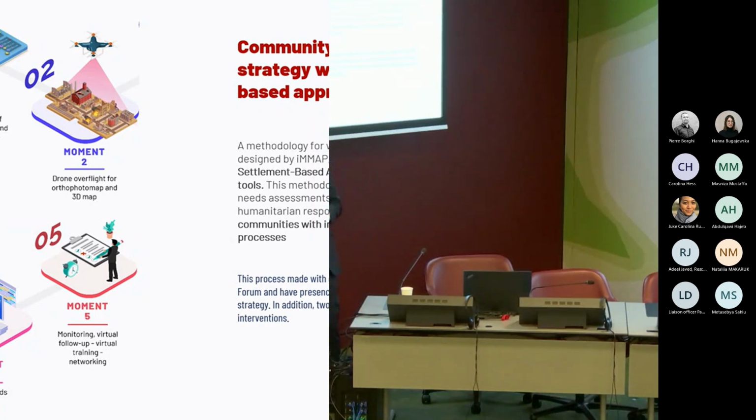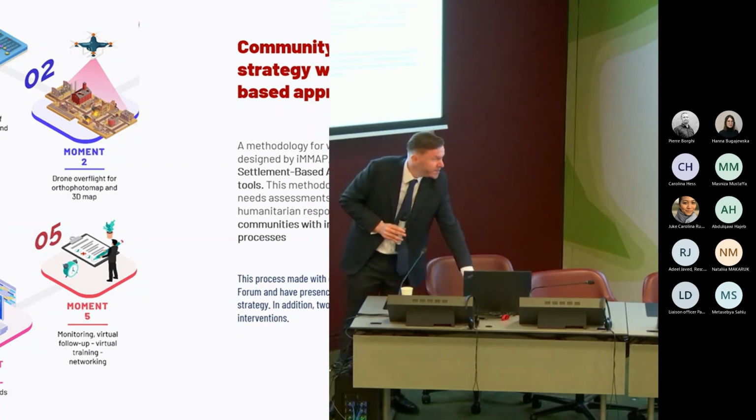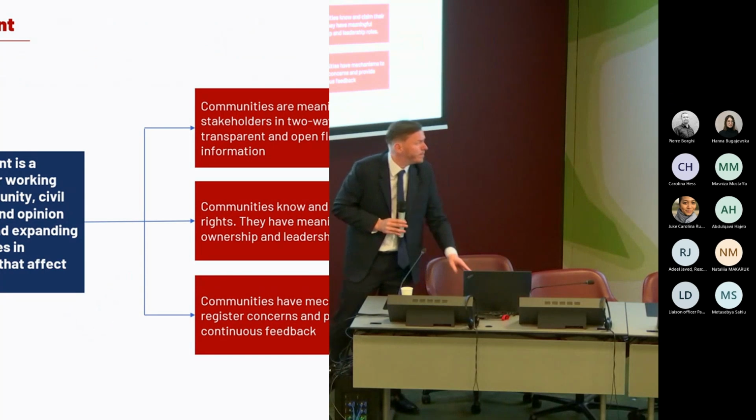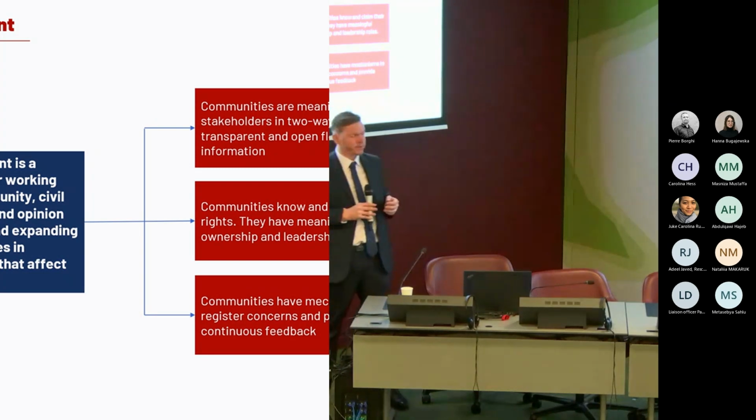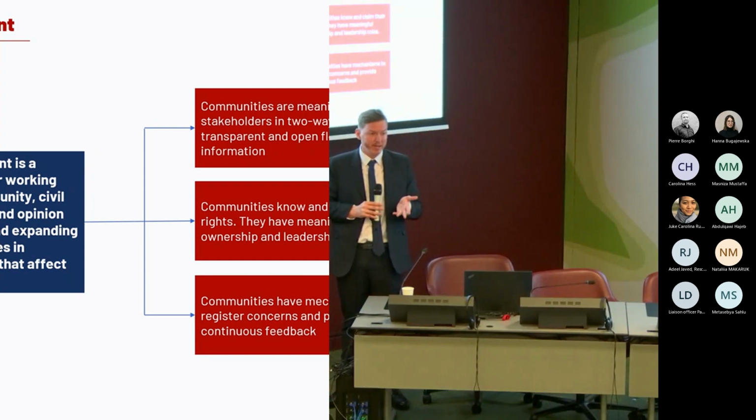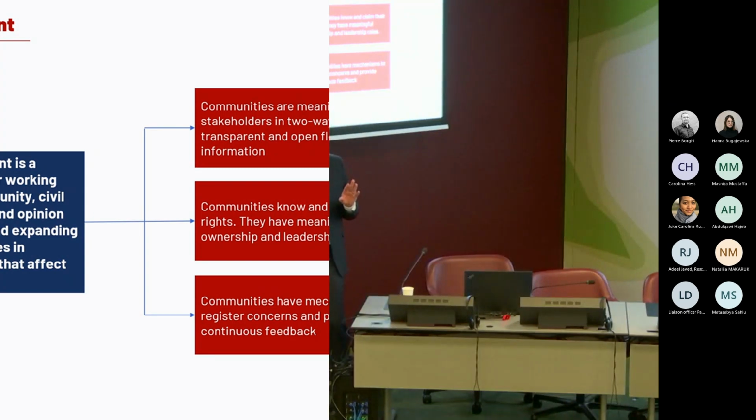Yes. So, I was saying the first stages, these are the first things that we've been able to do directly with them. So they become stakeholders in a transparent, open flow of information. Communities know and claim their rights. They have meaningful ownership and leadership roles, and they have mechanisms to register concerns and provide continuous feedback on the response that's been given thus far. So those are the three areas. But that's, of course, incomplete, because a complete set of roles for community engagement would include planning, that the community leaders are directly engaged in the planning process from the start, in prioritization, to make sure that the type of assistance given is the assistance that they prioritize.